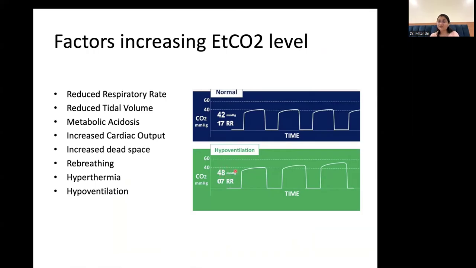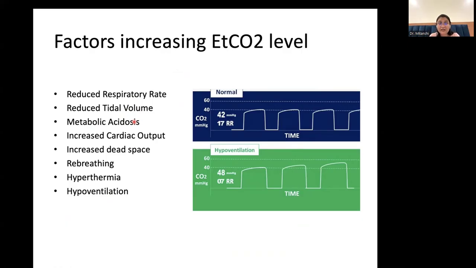Like I showed you, I'm breathing very few times, so my CO2 is getting accumulated in the body. I'm not expiring it properly. So what are the factors increasing EtCO2 levels? Hypoventilation is my first cause. Then there is reduced respiratory rate, which we discussed. Reduced tidal volume: if my tidal volume is less, of course my CO2 levels are going to increase in my lung, right? Then there is metabolic acidosis. Increased EtCO2 will lead to acidosis, so that will cause metabolic acidosis.